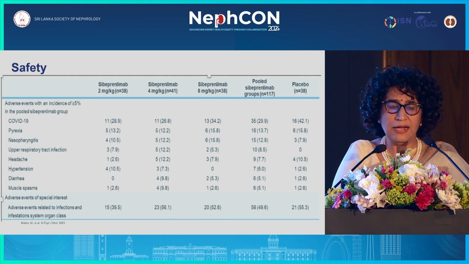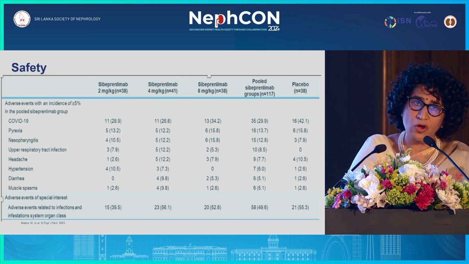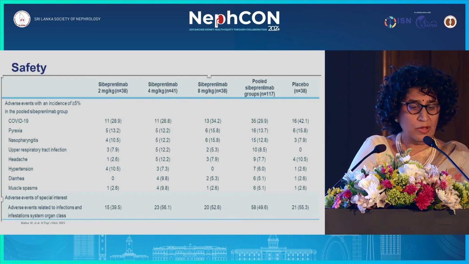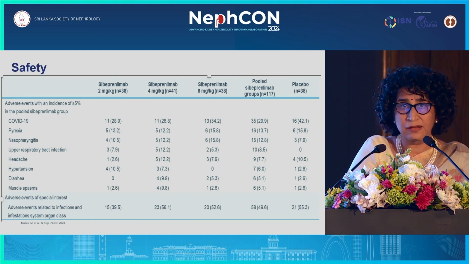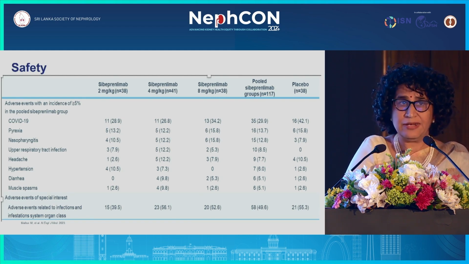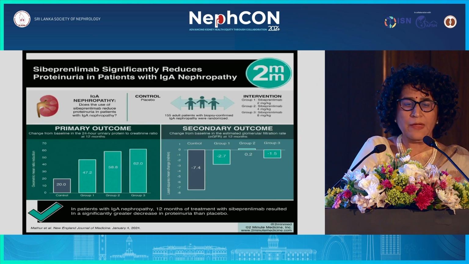You can see the other minor side effects: pyrexia, nasopharyngitis, upper respiratory infections, headache, hypertension, diarrhea, muscle spasms. And they were not significantly different between the dose groups or the placebo group. Adverse events related to infections as well were minor. None of them were life-threatening, and there was no significant difference between the placebo or the dose groups.